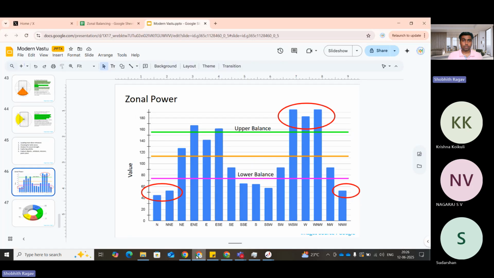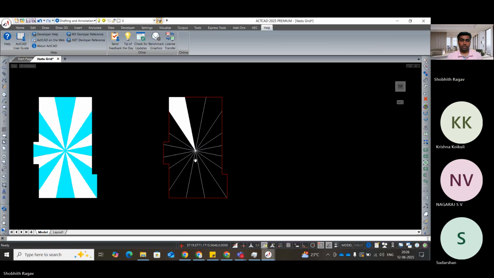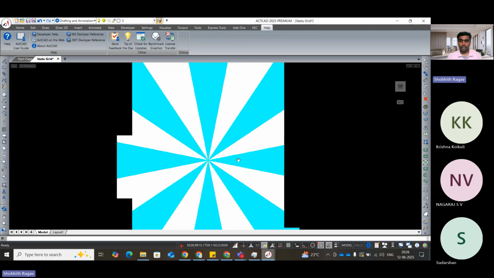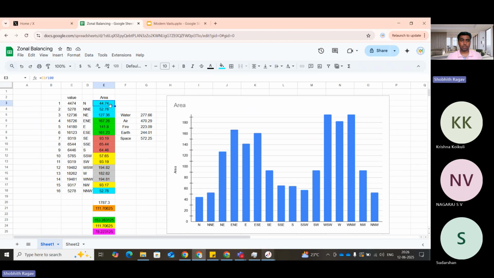So let me shift to the Excel sheet. Okay, so now we have the zones, north, northeast, and so on. So all the zones and the respective areas. So if you say north, here, this is the north zone. So ideally, this is the north area. This is the area of the north. So this I've captured as 44.